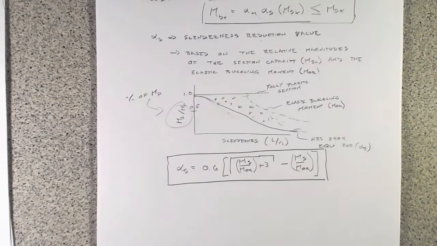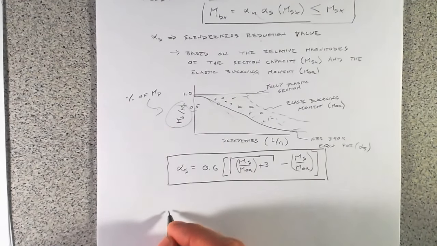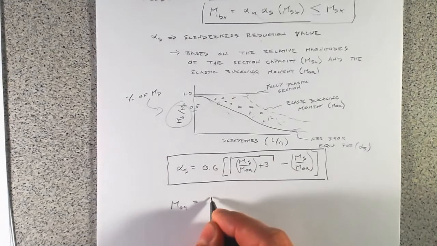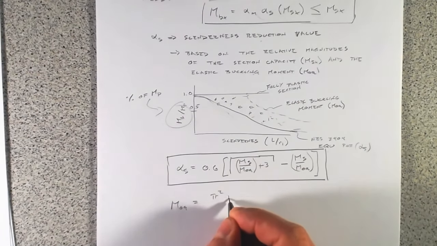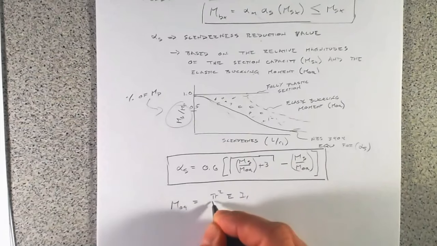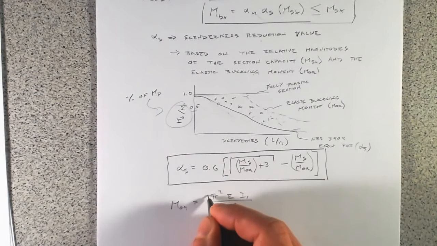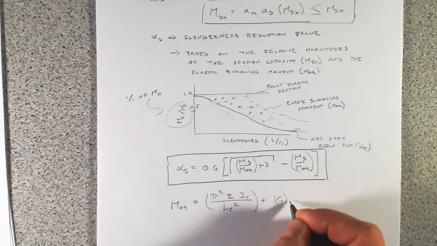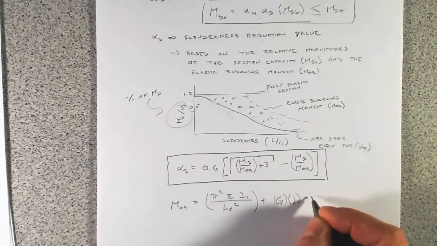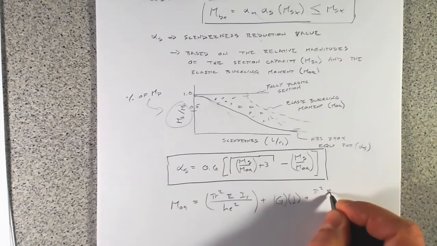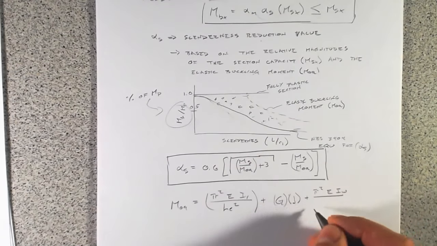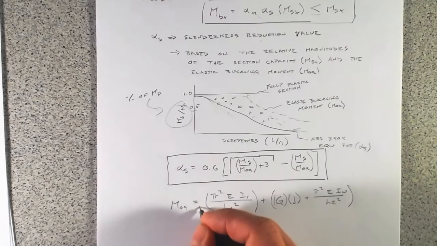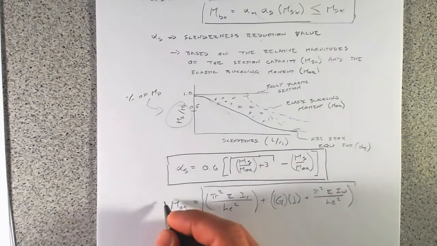So, just a reminder, this is our M_oa. M_oa equals pi squared times E times I_y over L_e squared, plus G times J, plus pi squared E I_w over L_e squared. Take all of that and take the square root.